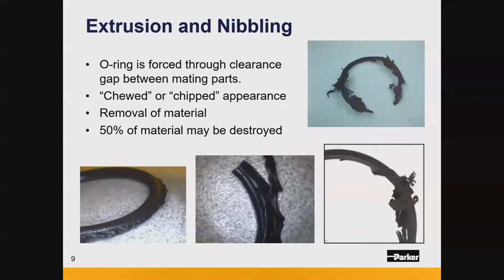Now, another failure mode that could theoretically be confused with installation damage, because it also involves separation of material from the seal, would be extrusion and nibbling. This is a failure mode that basically comes from material being separated from the rest of the seal as it's forced through a clearance gap between the mating components. This failure mode is going to be characterized by the appearance of the material being very chewed, shredded. It's going to be a much more visually incongruent form of separation of the material from the rest of the seal.